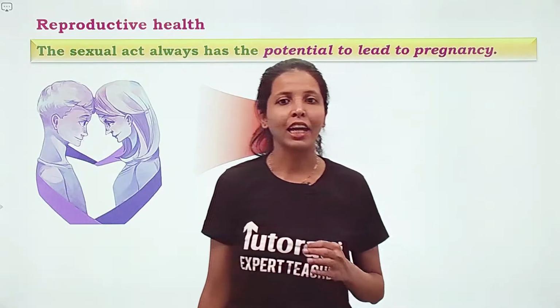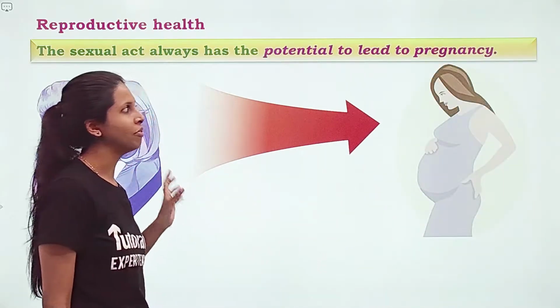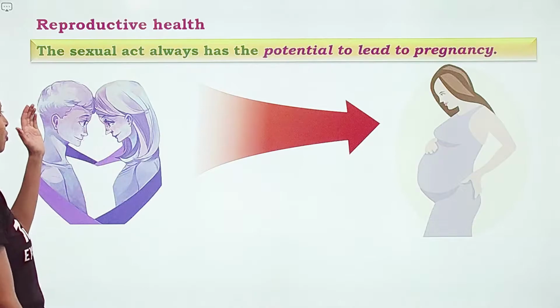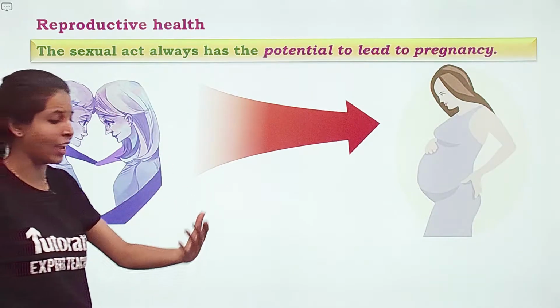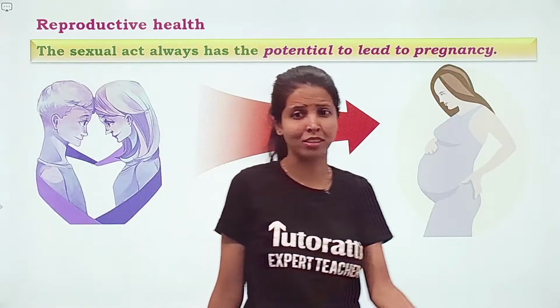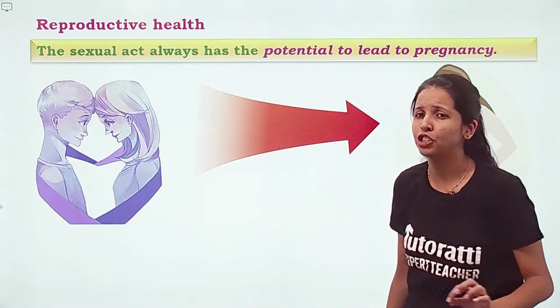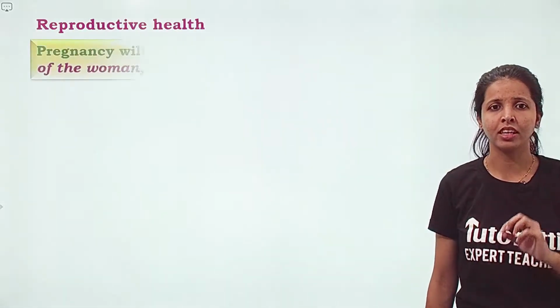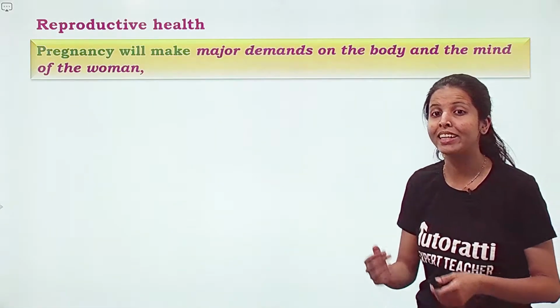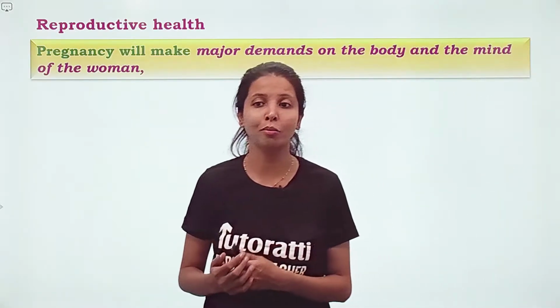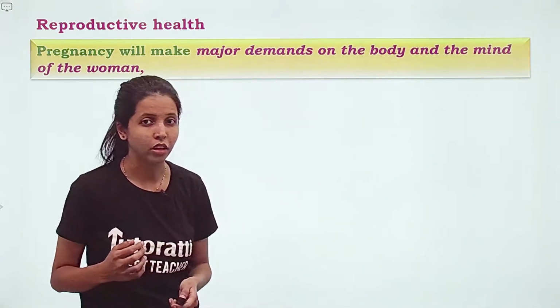The sexual act always has the potential of leading to pregnancy when a reunion of male gamete happens with a female gamete, fertilization, zygote, baby. Yes, we know how it happens, right? So that always has the potential of leading to pregnancy. अब बच्चा, pregnancy कोई छोटी मोटी बात तो है नहीं. It takes major demands on the body and mind of the woman.